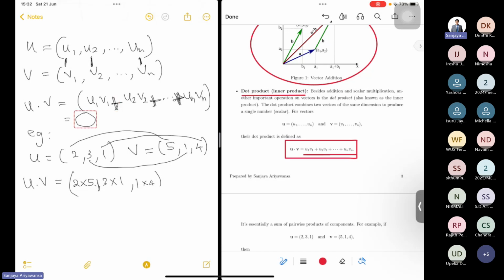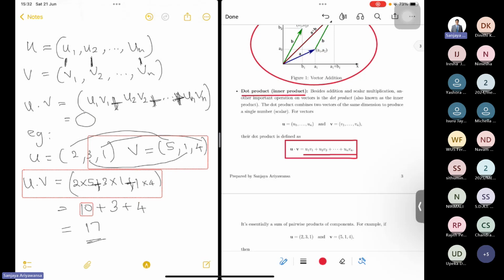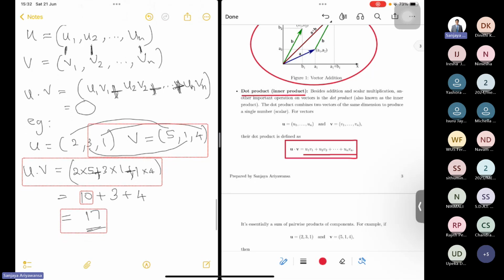So here we are adding all these terms. 2 times 5, 3 times 1, 1 times 4. So 2 times 5 is 10, plus 3 times 1 is 3, plus 1 times 4 is 4. And you see, you get a scalar or a number, which is 17. So small mistakes like this can happen. I think I mentioned this in the first lesson that I talked to you also.